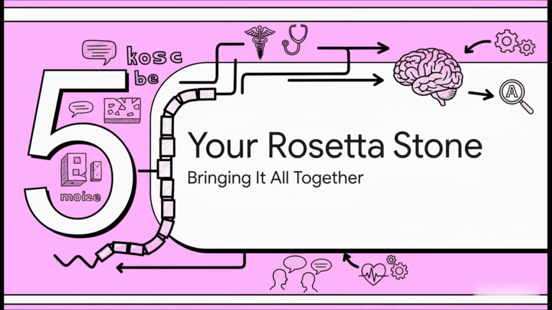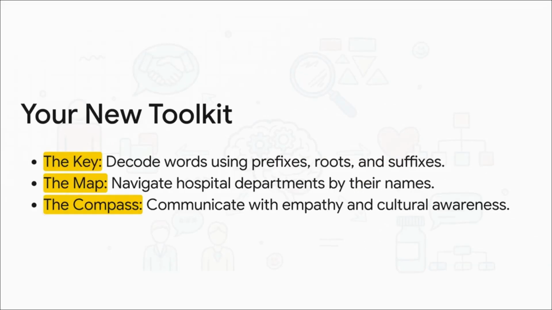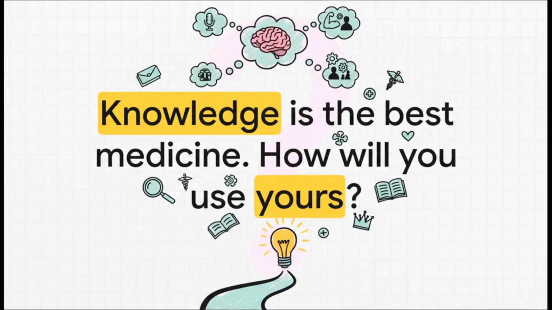So let's wrap this all up. We've gone from the tiniest pieces of words all the way up to the biggest ideas in how we communicate with each other in a healthcare setting. You've just equipped yourself with an incredible toolkit. You have the key to unlock those complicated words. You have the map to find your way around a hospital. And you have the compass to guide you toward better, more empathetic communication. This is all about empowerment. Because at the end of the day, knowledge really is power.